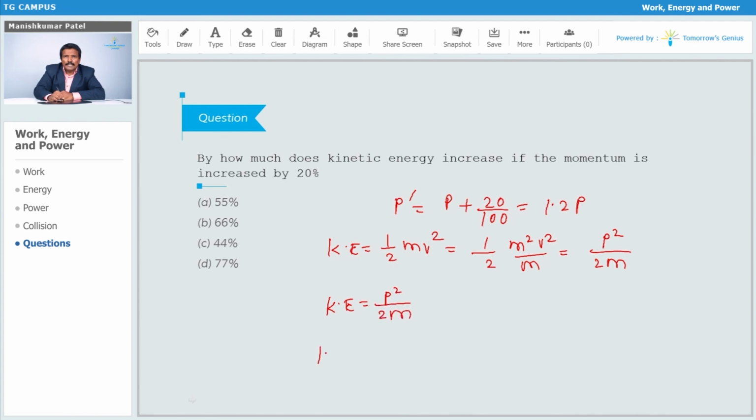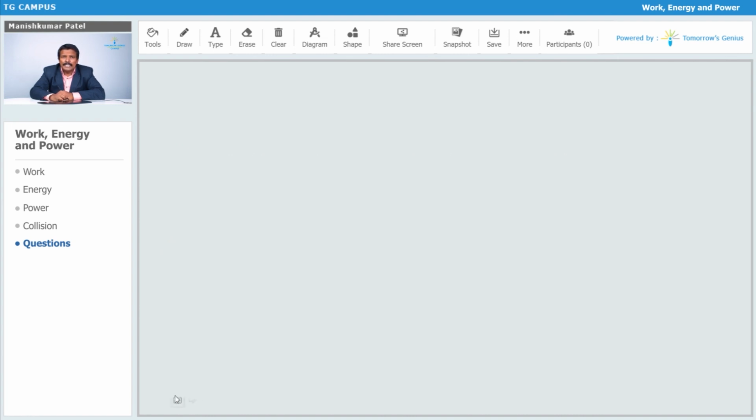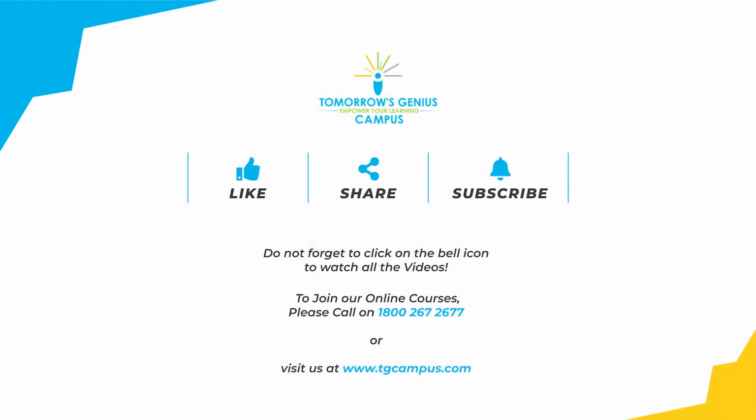Now the new kinetic energy, if I increase its momentum by 20%, is 1.2p whole square upon 2m, so obviously that is 1.44 times p square upon 2m. So definitely that is an increase of 44%. So there is an increase in the kinetic energy by 44% when you increase its momentum by 20%.